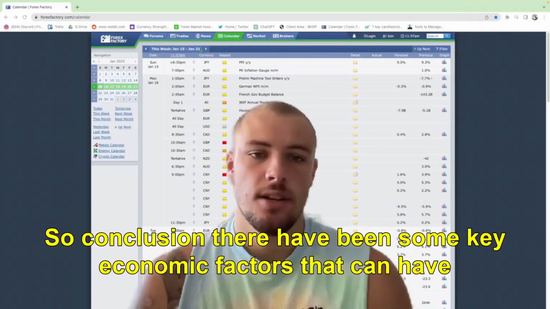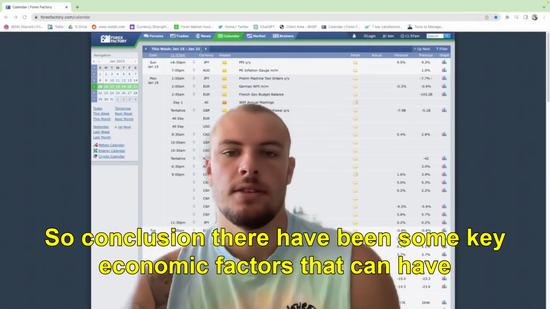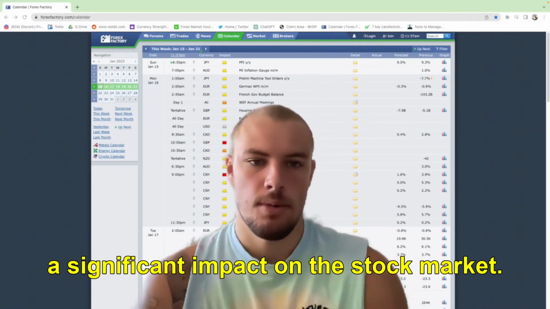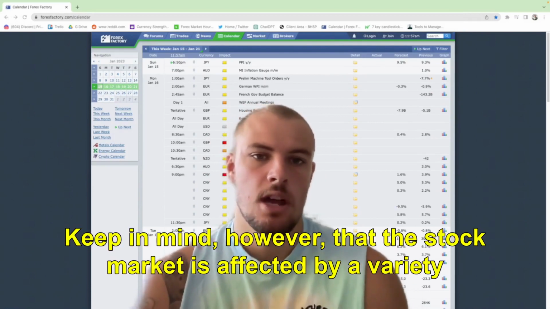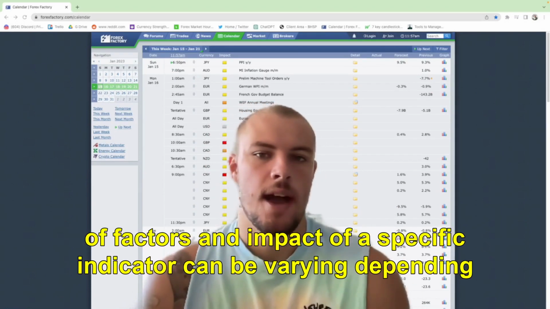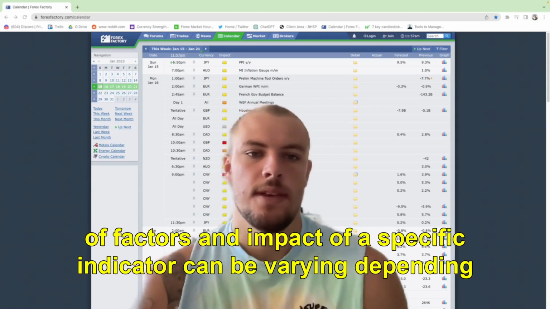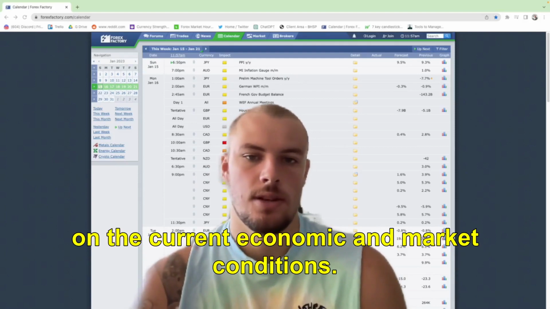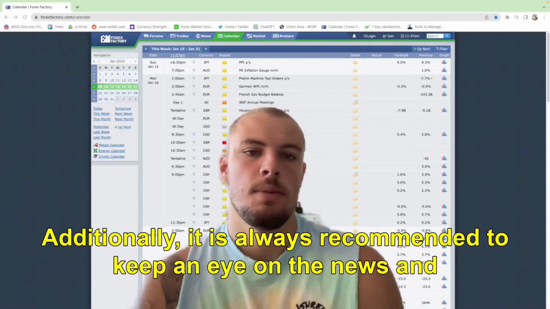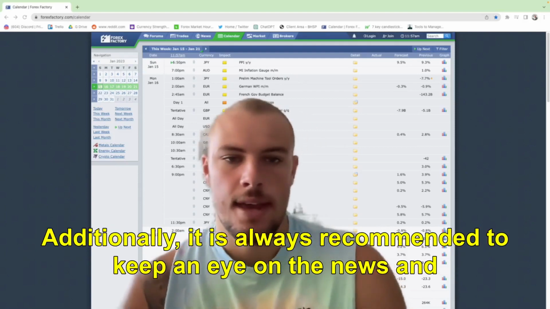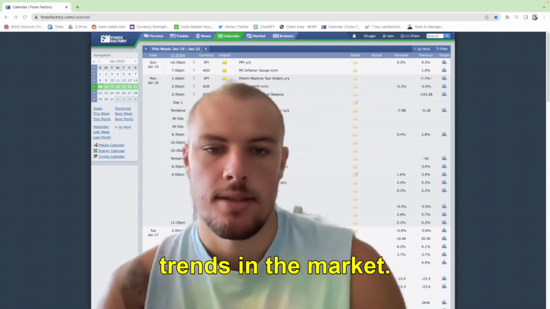All right. So in conclusion, there have been some key economic factors that can have a significant impact on the stock market. Keep in mind, however, that the stock market is affected by a variety of factors, and impact of a specific indicator can be varying depending on the current economic and market conditions. Additionally, it is always recommended to keep an eye on the news and trends in the market.